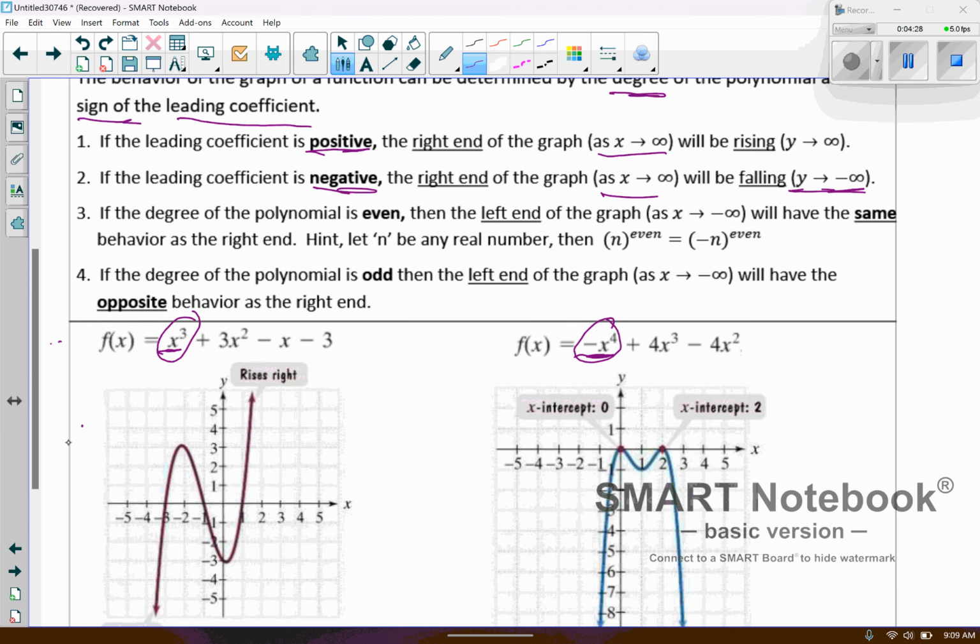If you just take a moment to think about it, it makes sense, because as x goes to positive infinity, you're plugging in bigger and bigger values like 5, 6, 7, 8, 9, 10.